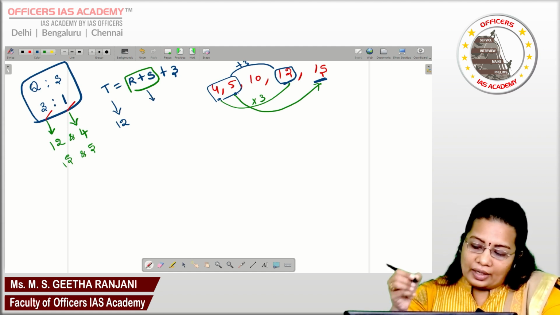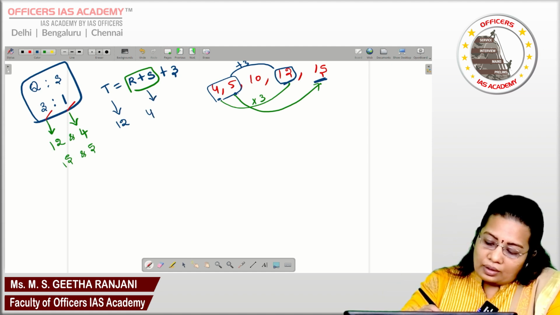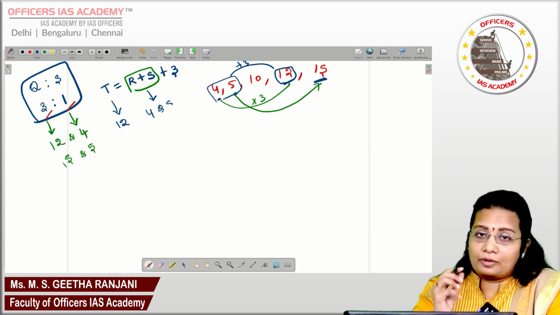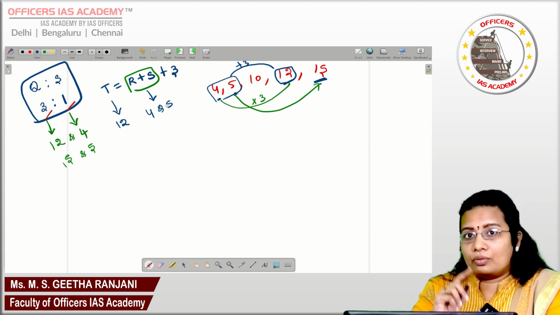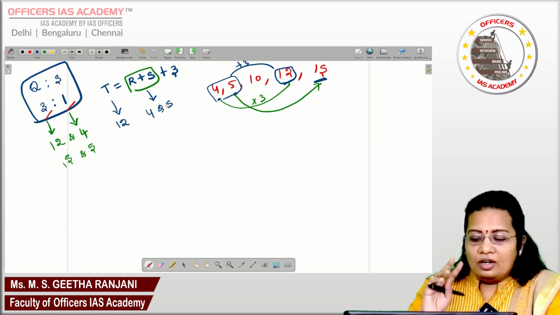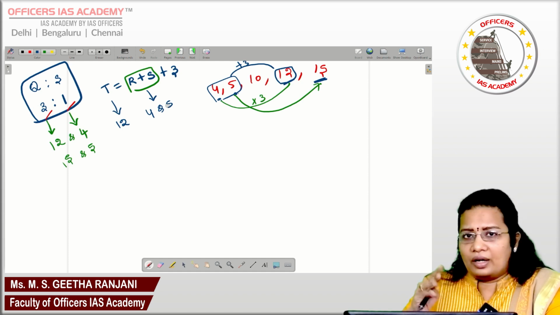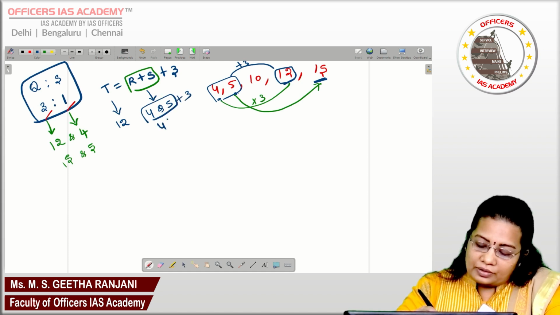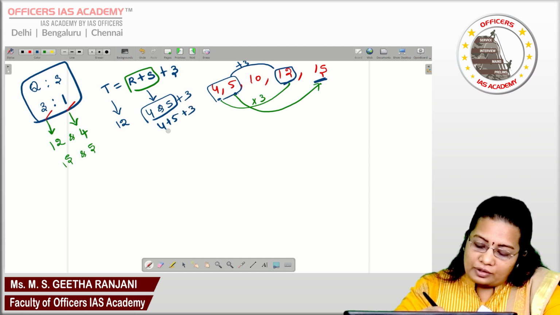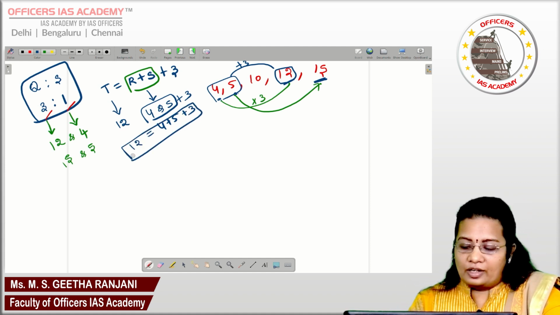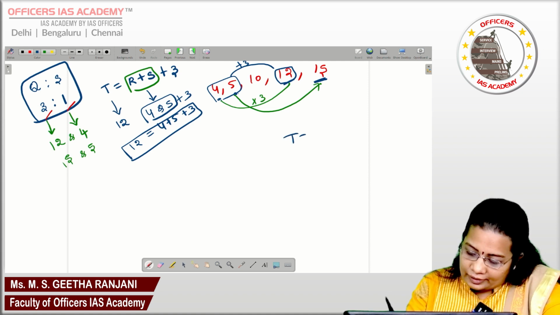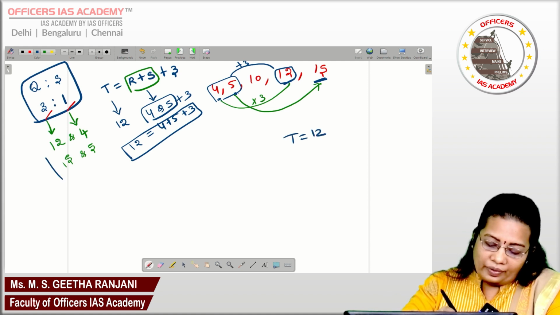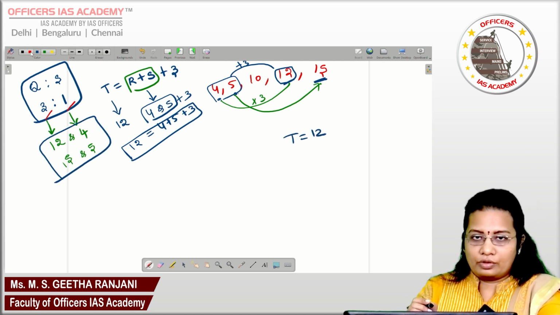So, R and S may be 4 and 5. At this point, we don't know whether R is 4 or 5 and S is 4 or 5. These two values for these two numbers in any order, plus 3. Okay. So 4 plus 5 plus 3, 9 plus 3 is 12. If T is 12, we had two different possibilities for Q and S.